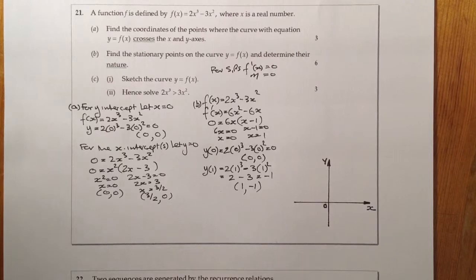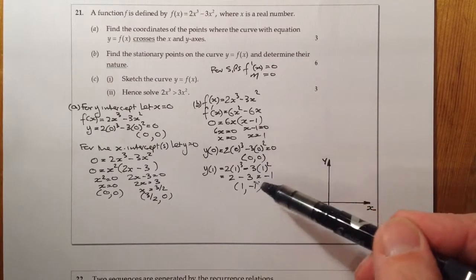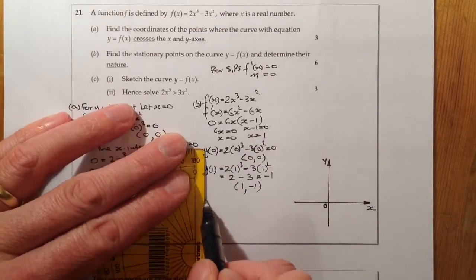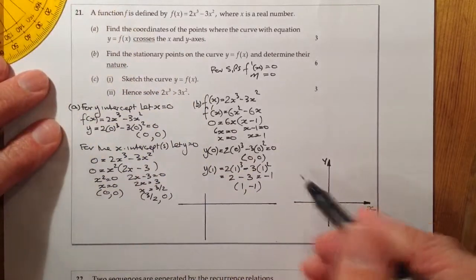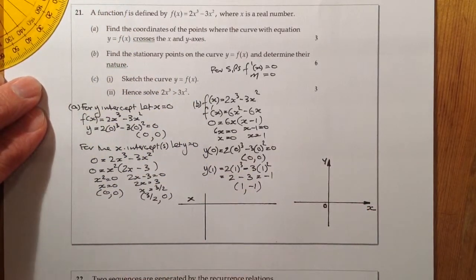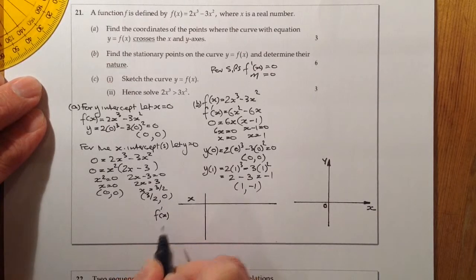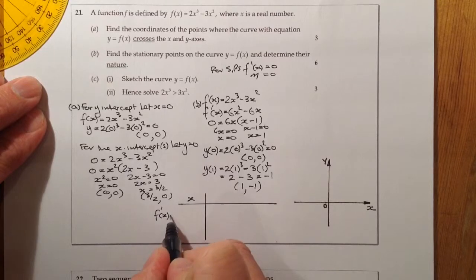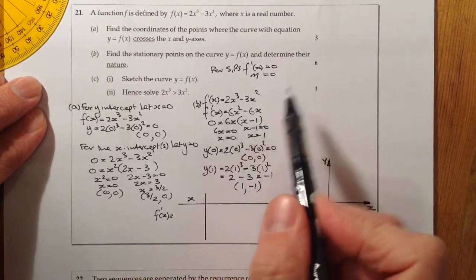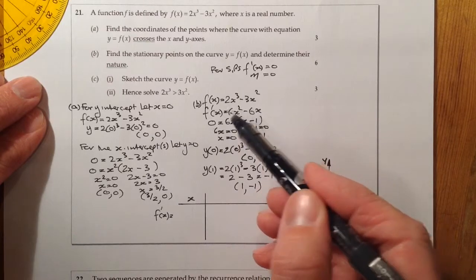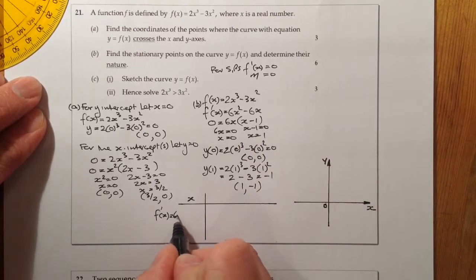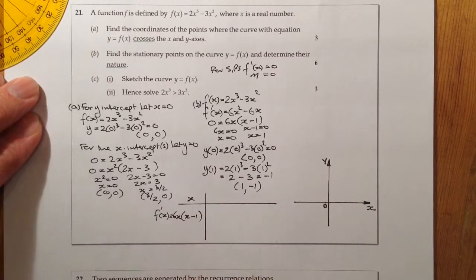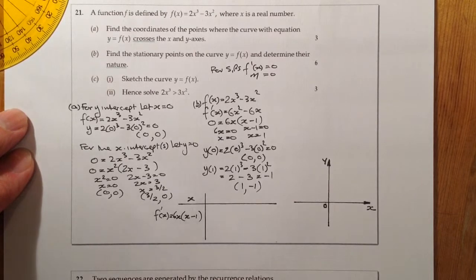Right, so let's see what we're going to do next. Once we've got the stationary points, I need to know the nature of them. So let's work through a nature table. I'll have some x coordinates, and f dash x, or dy by dx. I can use the f dash x equation, so I'm going to use this one here: 6x times x minus 1. All I need to know is if it's negative or positive, and that will tell me the shape of the graph.